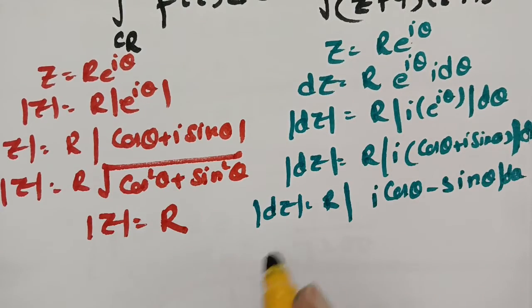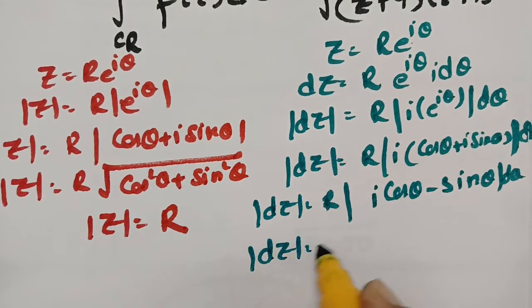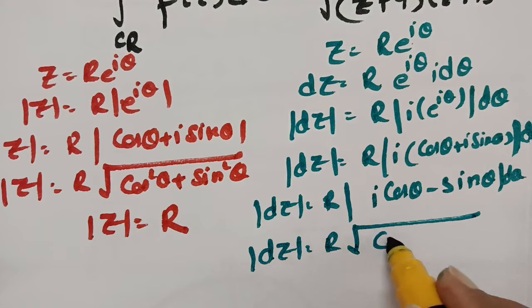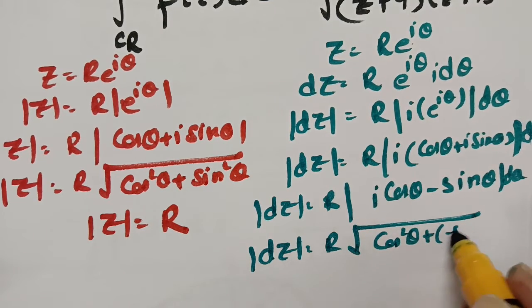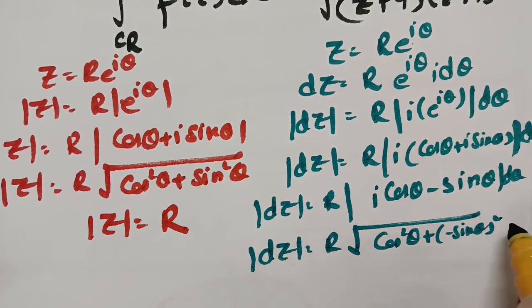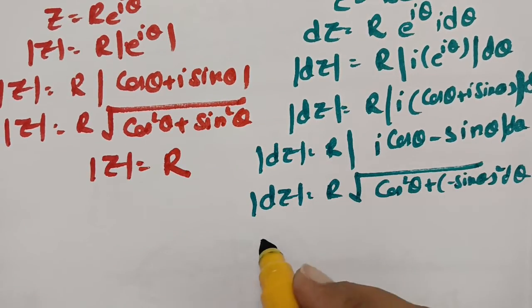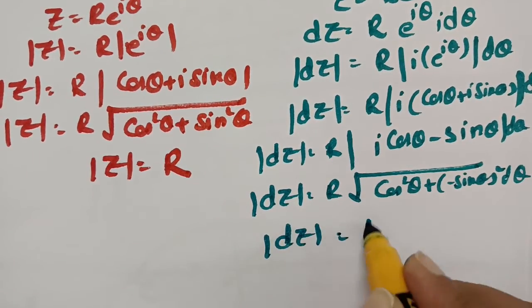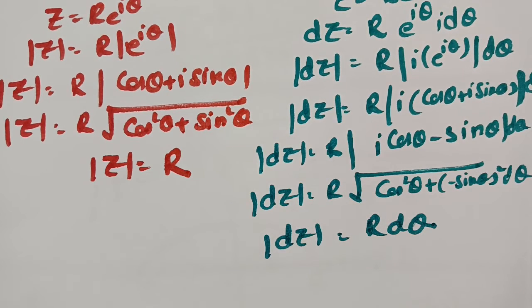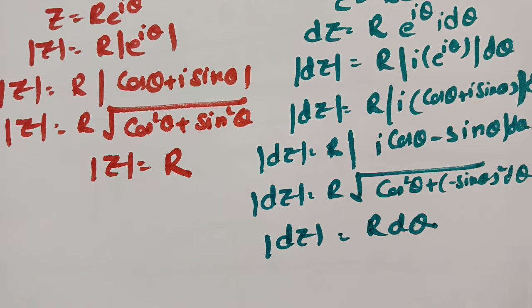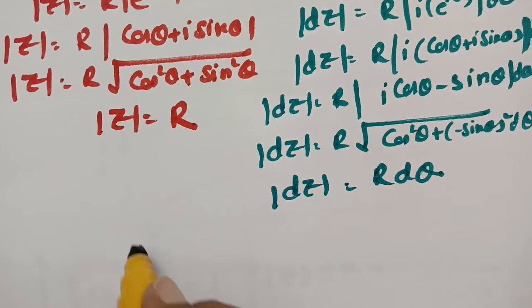For modulus, what we have to do? This is r times of root over cos square theta plus minus sin theta whole square into d theta. So obviously cos square theta plus sin square theta is 1, root 1 is 1. So mod dz value can be written as r into d theta. Clear? So I'm giving you clarity, and there is no need to write this in the examination.